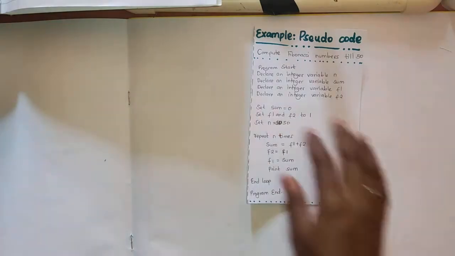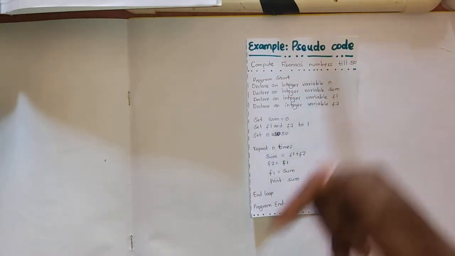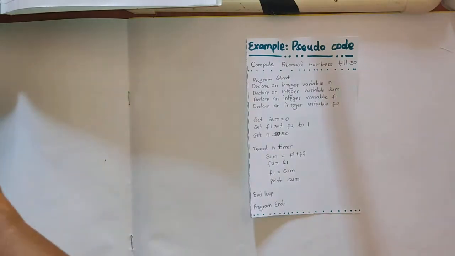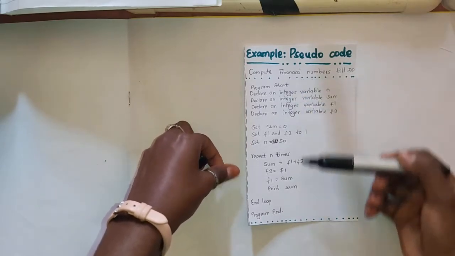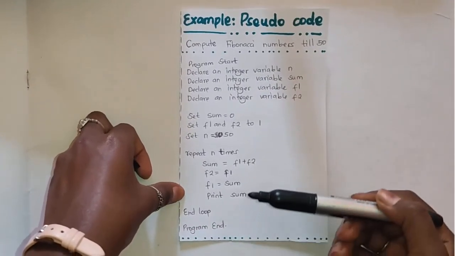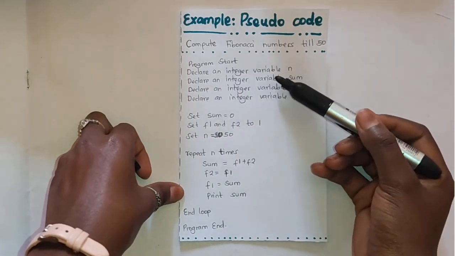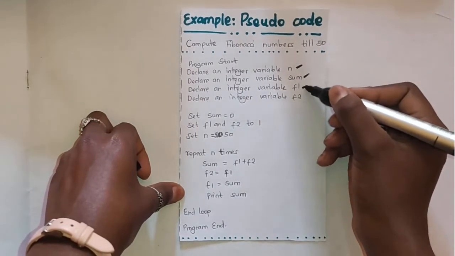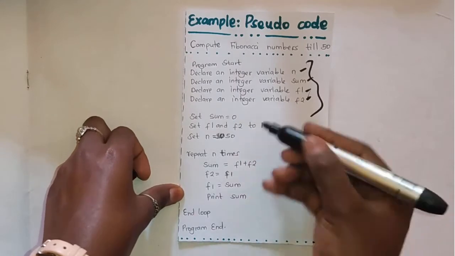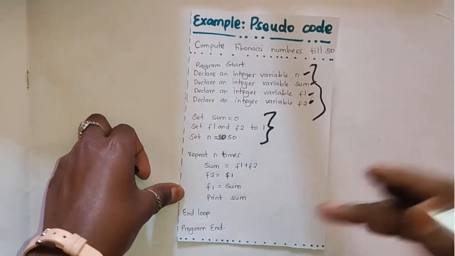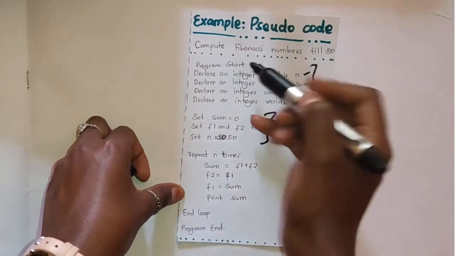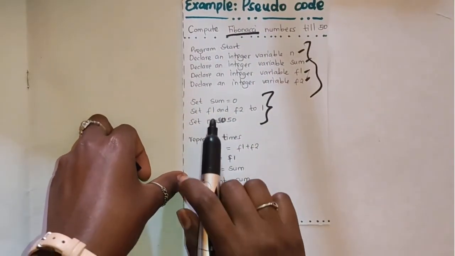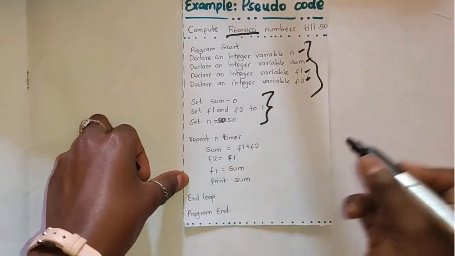And this is just a sample. We're computing Fibonacci numbers up to 50. So let me get a pen. Of course, you always need a start and an end. You declare the integers. These are the declarations. After declaration, you assign a value to each. Since it's Fibonacci, F1 and F2 will be 1, because that's where the sequence starts.